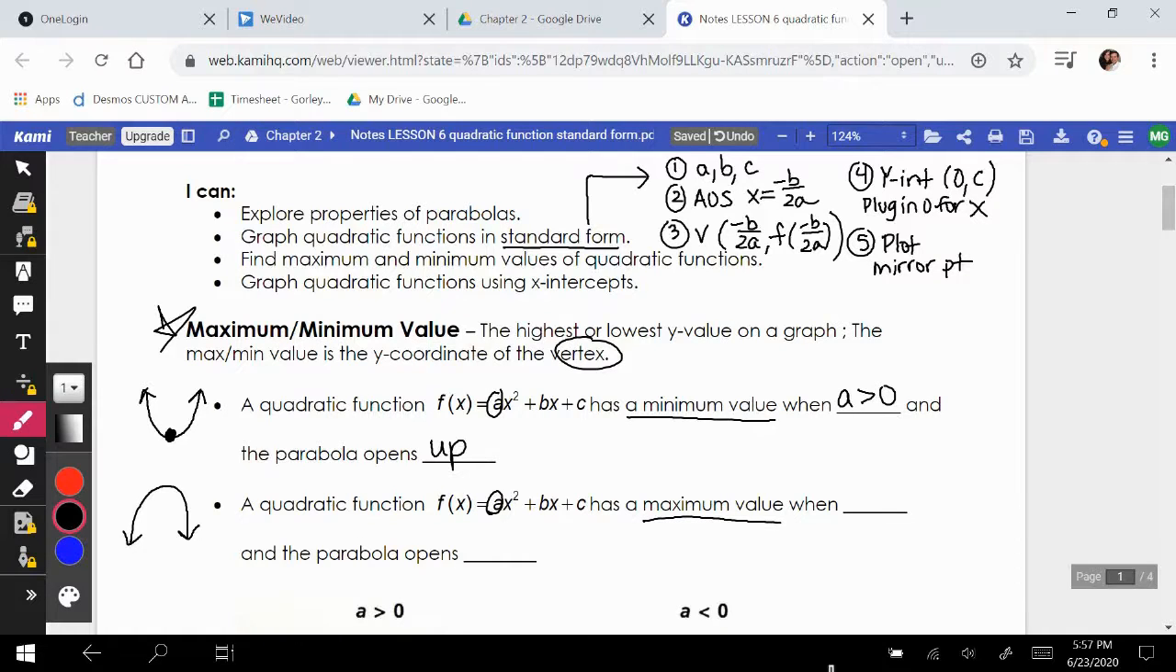Whenever we want a maximum value, we should expect the a value to be less than 0, so there's been a flip, and the parabola is going to open down. See how when the parabola opens down, there's a maximum value? Right? Opens up, there's a minimum value; opens down, there's a maximum value.